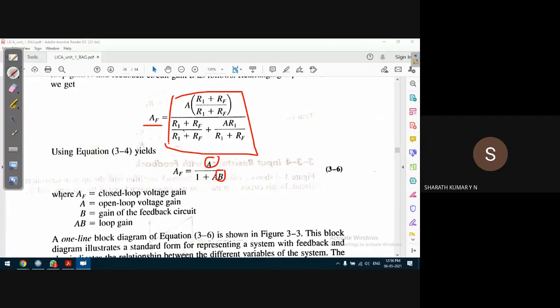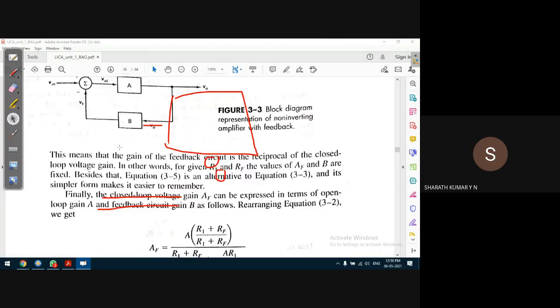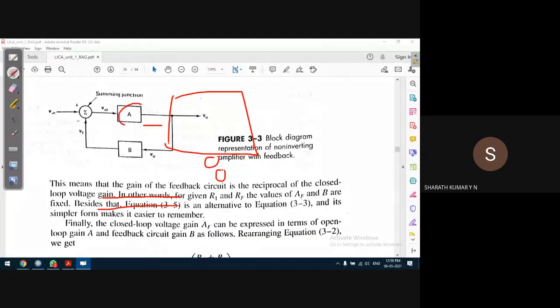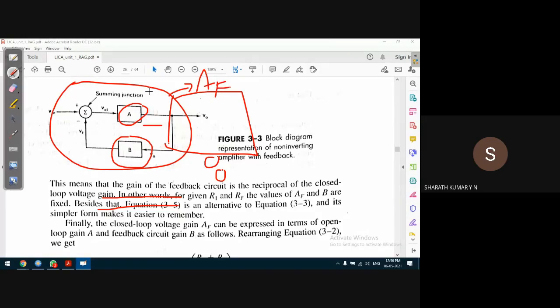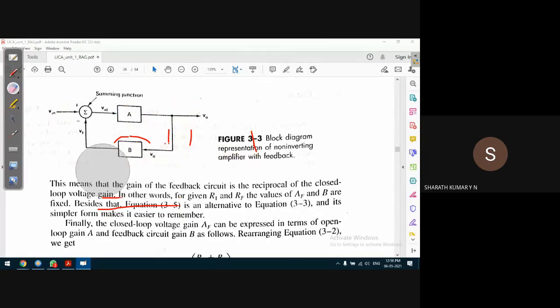Here AF is the closed loop voltage gain of the op amp, and A is the open loop voltage gain of the op amp that we saw just now. In this diagram, A is the open loop gain of the op amp, B is the gain of the feedback network, and the overall gain of the complete circuit is AF. It can be represented using this expression.